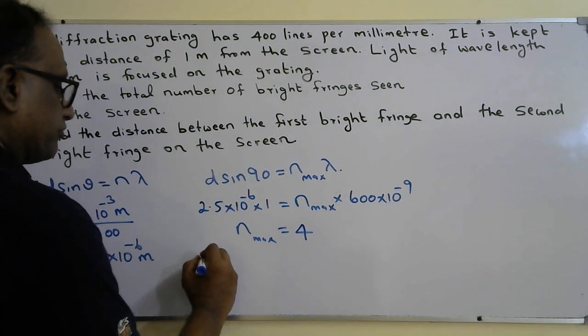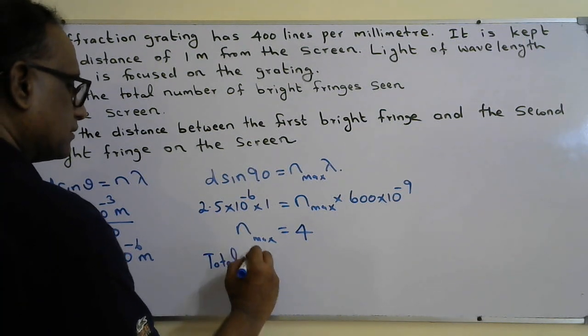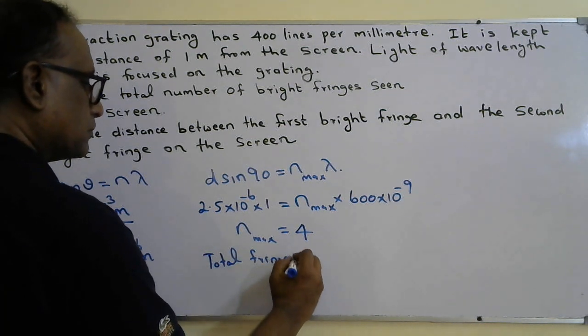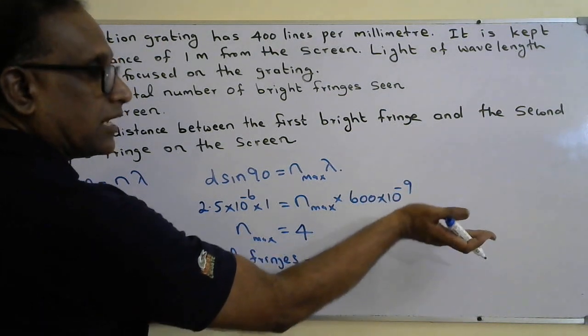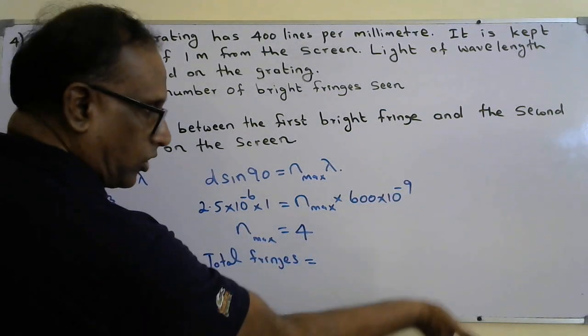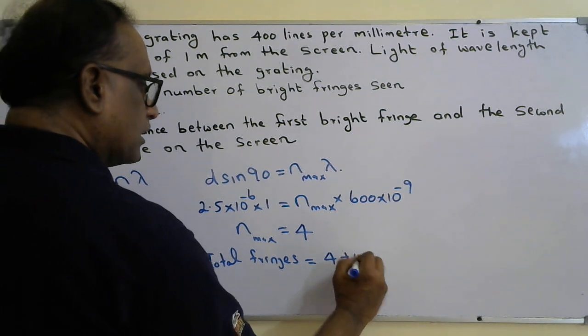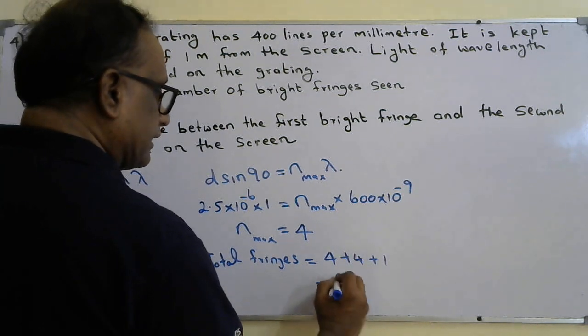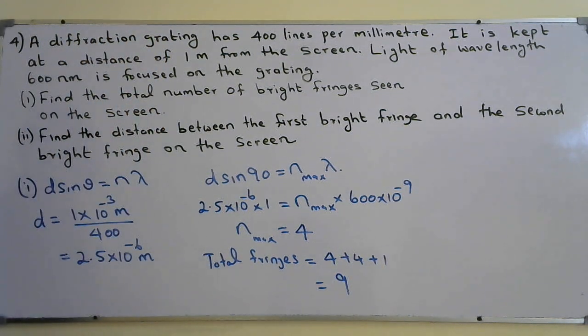So total number of fringes: on either side of the 0th order, 4th order and 4th order. So 4 plus 4 plus the 0th order 1, it will be 9. So 9 fringes will be seen.